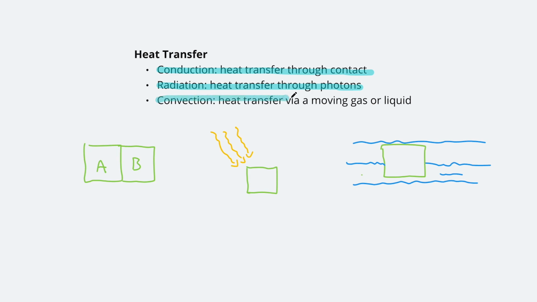The last one is convection. And convection happens whenever we have a heat transfer that's happening with a moving gas or a liquid. Here we have an object that has a liquid moving over it, and let's say that the object is hotter than the liquid. So the liquid that's in contact with the object, heat is going to transfer to that liquid, and then that liquid will heat up, but it's also flowing in this direction. So the liquid is taking that heat away from the object.